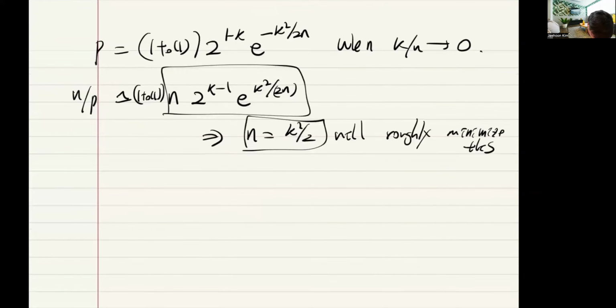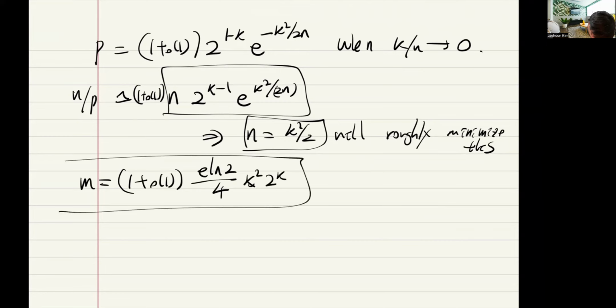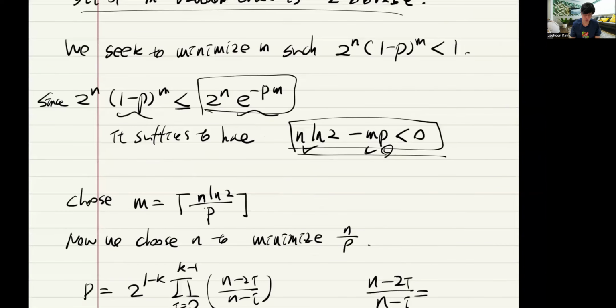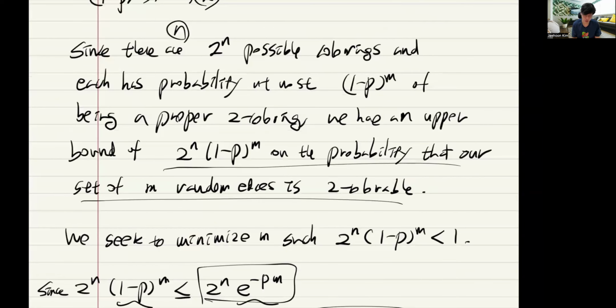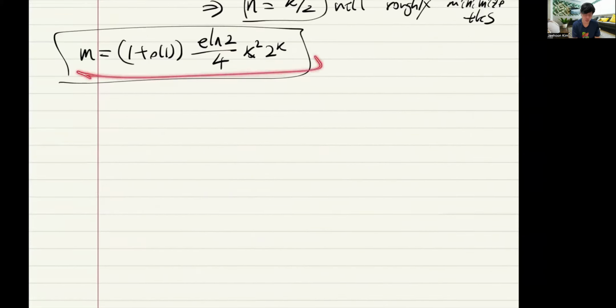With this choice, we just compute what m is. You can compute this value. So with this value and with this m, you see that this relation holds. So that with positive probability, none of the proper two colorings works for this random hypergraph. That shows that there exists a hypergraph with this many edges which is not two colorable.